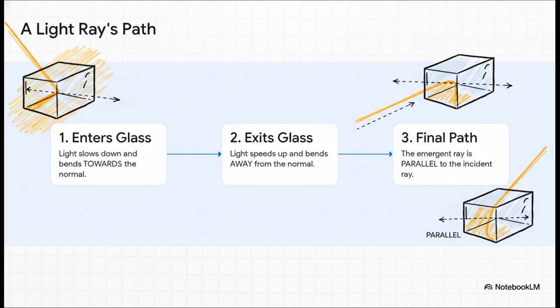Let's break that journey down. First, as the light enters the denser glass, it actually slows down a bit and bends towards an imaginary perpendicular line we call the normal. Then second, as it leaves the glass and goes back into the less dense air, it speeds up again and bends away from the normal. And third, and this is so cool, notice how the final ray leaving the glass is perfectly parallel to the first ray that went in.